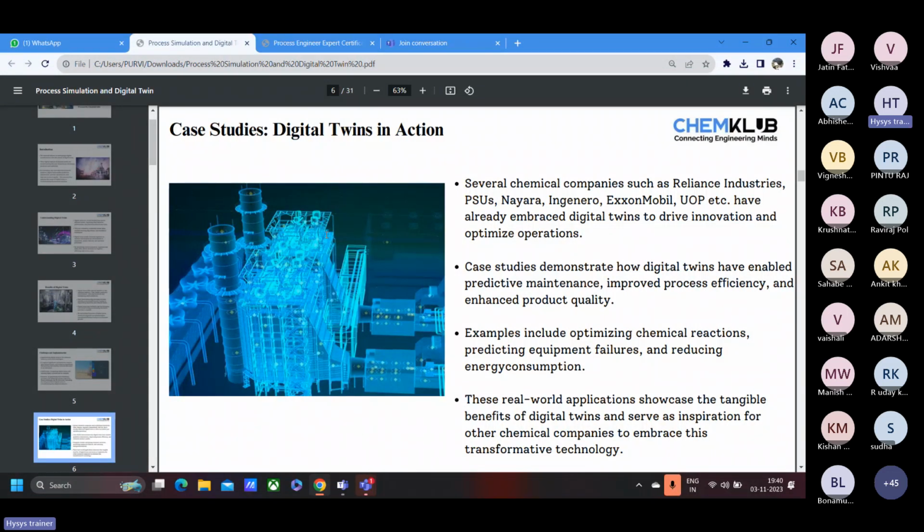So in this real world application, there are several tangible benefits of digital twins, and it serves as an inspiration for other chemical industries also to embrace this transformative technology. Is anyone having a doubt?